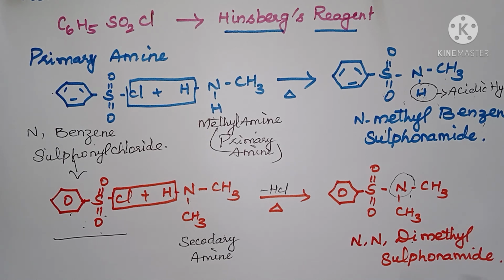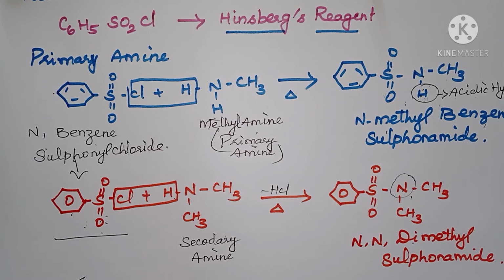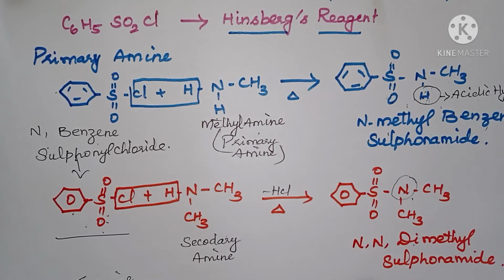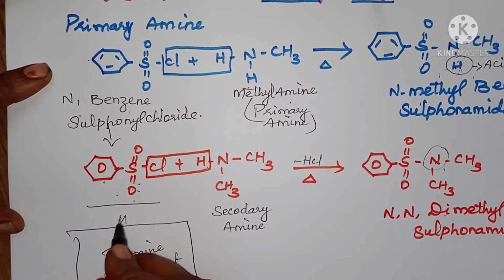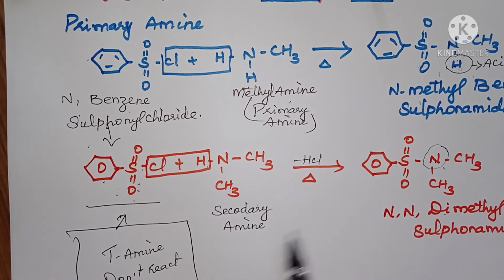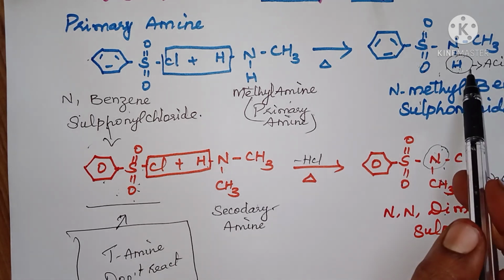Tertiary amines do not react with this compound, benzene sulphonyl chloride. Tertiary amines do not react. If it does react, you will get a compound, but it will not react with NaOH to form a homogeneous mixture. Why? Because it will not dissolve, only because there is no hydrogen bond. Here there is a hydrogen bond.